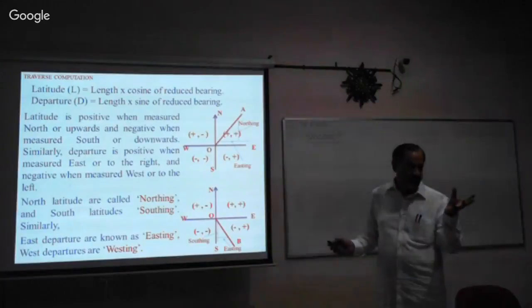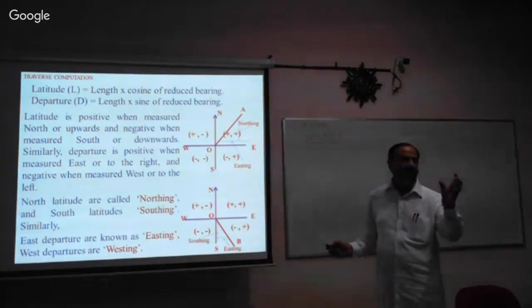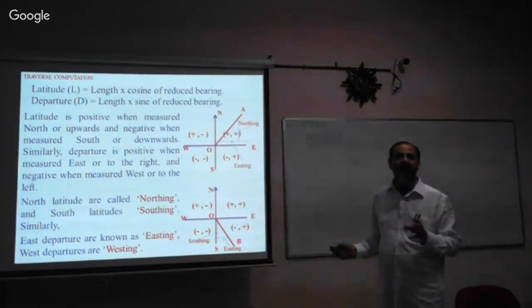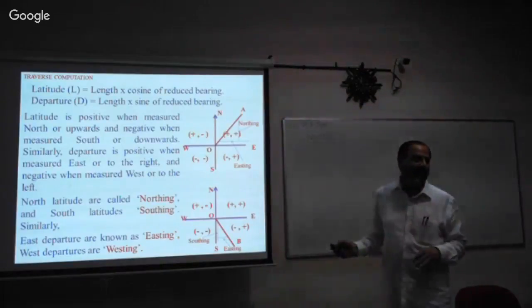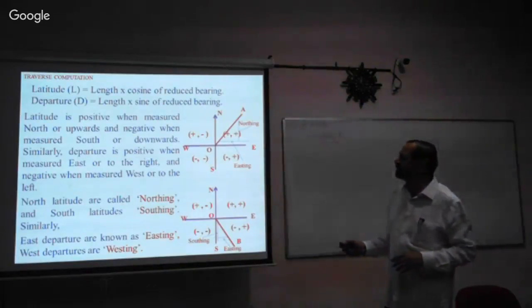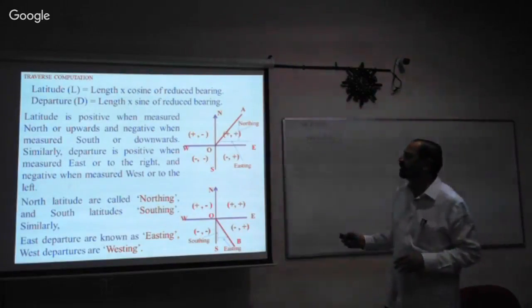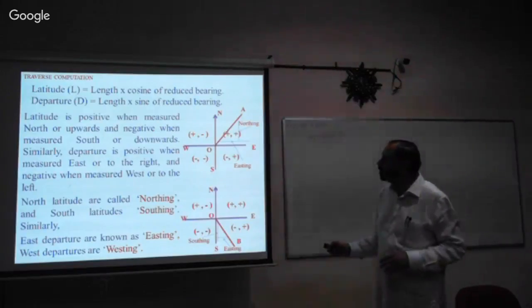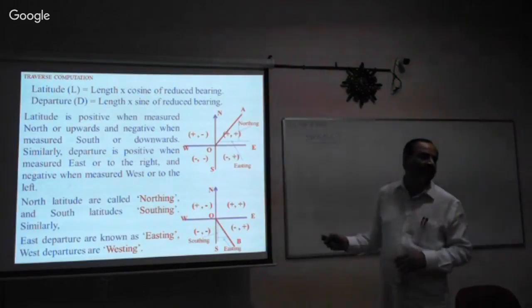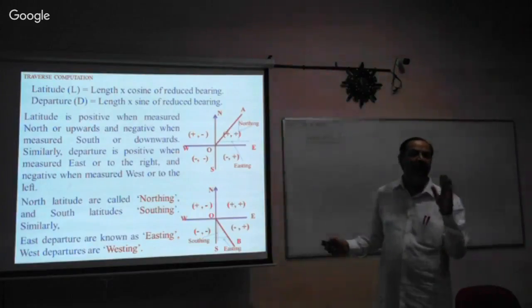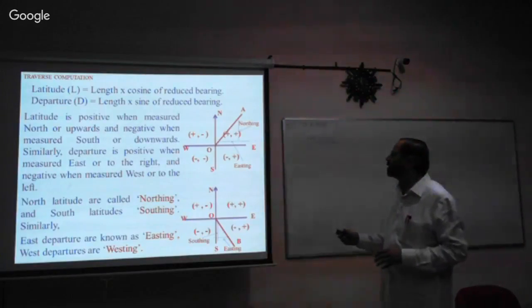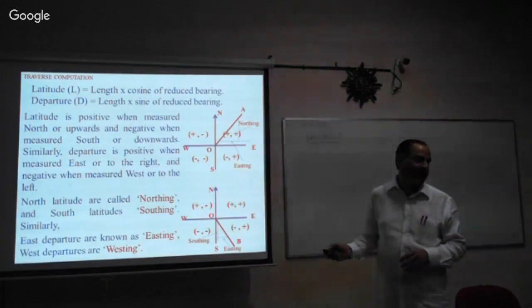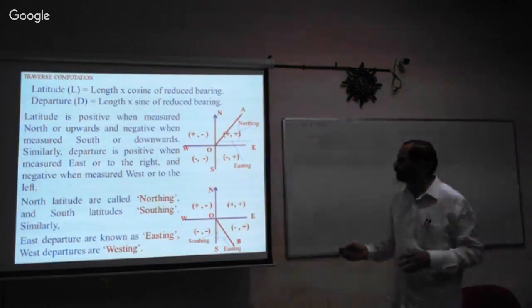Isn't it? Now, depending upon which angle you are considering, you have to calculate accordingly. Sometimes it is the length of the survey line multiplied by the cosine of the reduced bearing, and sometimes it becomes L sin theta; you have to decide. Accordingly, you will consider the angle. Let us be very careful about this.